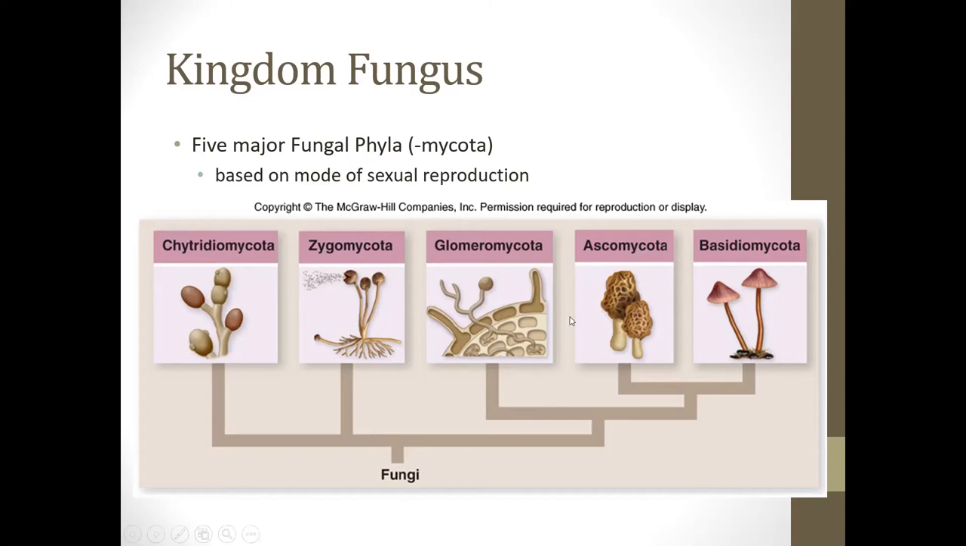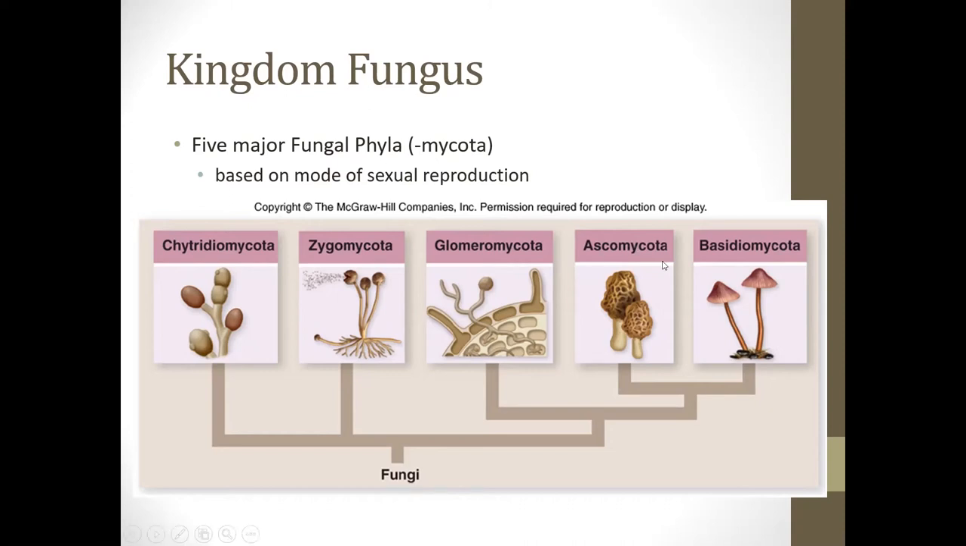And then the rest of these phyla are land-based fungi, and they do not have their rear flagella anymore. It's believed it was lost through evolution. So first we have Zygomycota, which are your bread molds, and a lot of these are responsible for contaminating food. Then we have Glomeromycota, which usually have a symbiotic relationship with plants, so we'll talk about that as well.